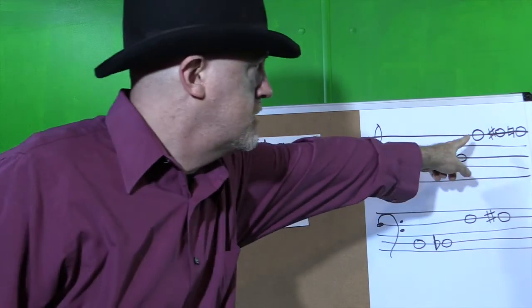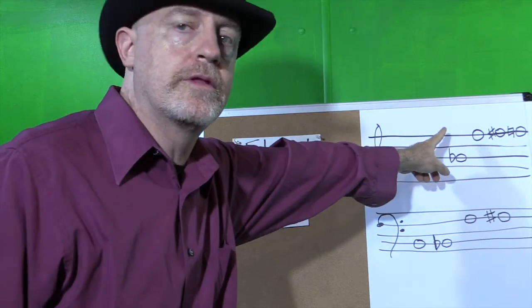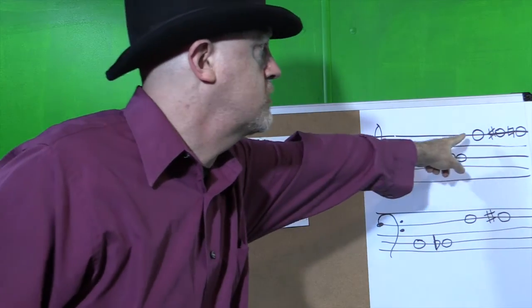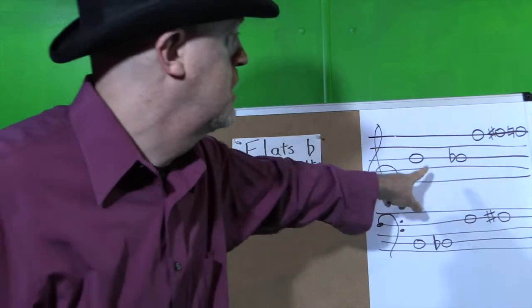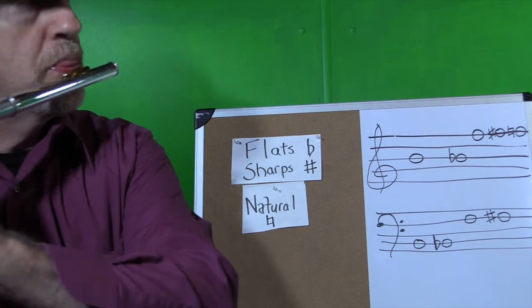Now up here at the top, what I did is I wrote an F. There's no sharp sign before the F or at the beginning of the staff, so I know that's an F natural. Every good boy deserves fudge. So I'm going to play an F on the flute.